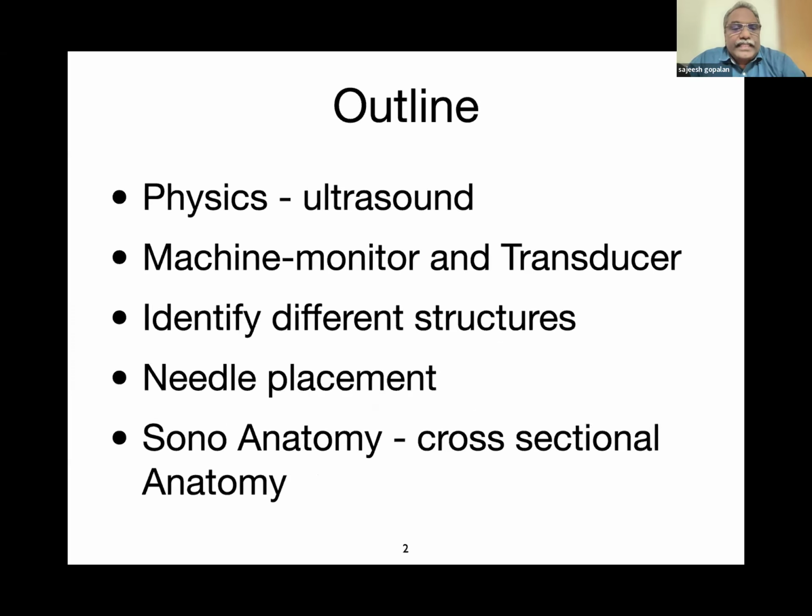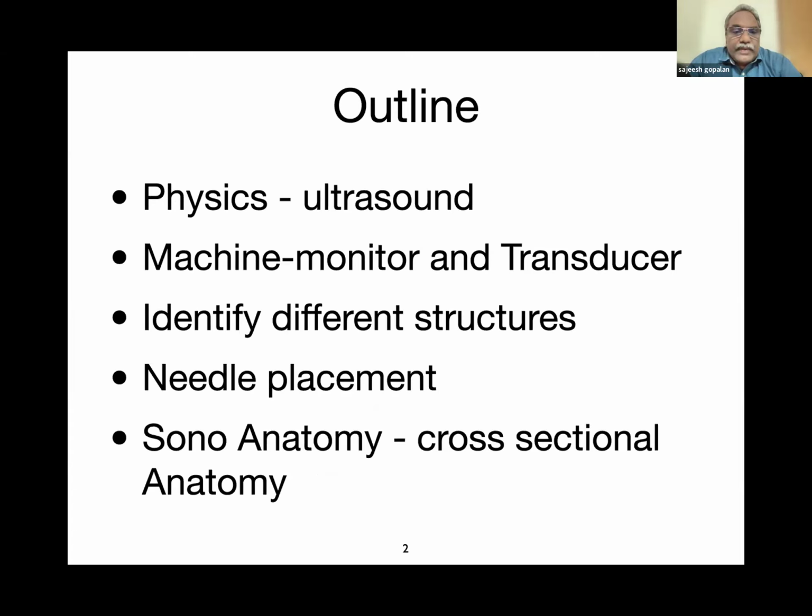So ultrasound, we know that it's the basic physics behind the ultrasound. I am not going to the details of everything, but still I will narrate a few words on the physics. Don't worry that I don't take the complicated parts.